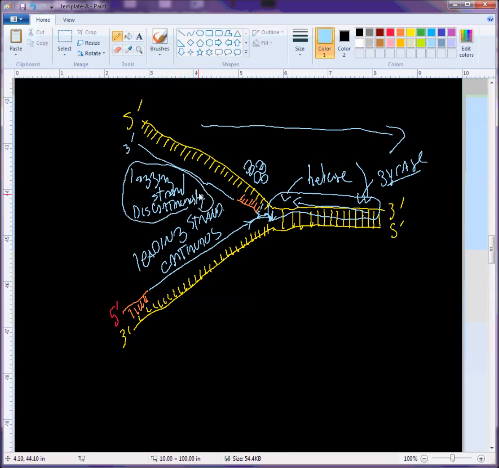Lagging strand, discontinuously. And I don't expect you to be able to read that, but hopefully you're listening to me as I'm writing that, and you're able to take some notes on it yourself and write it more clearly. Okay, so that's the difference between continuous synthesis and discontinuous synthesis.